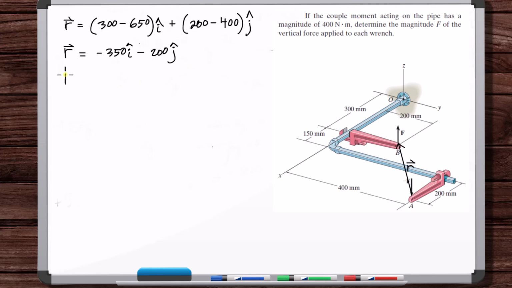What is F? It's F k hat. We're doing R cross F. That's the couple moment, where R is directed from any point along the line of action of the negative F of the couple moment to any point along the line of action of the F of the couple moment. So the couple moment, I guess we'll put C for couple, is R cross F.